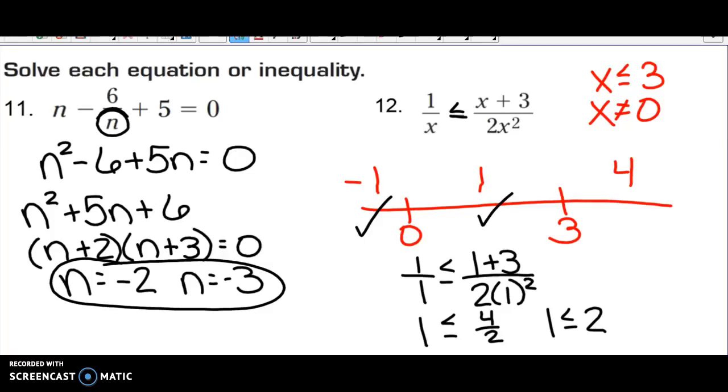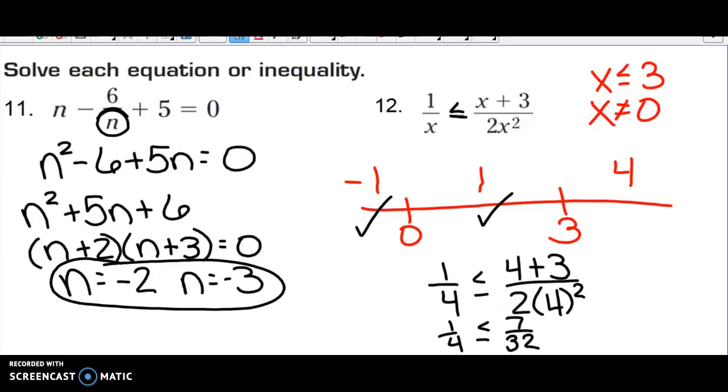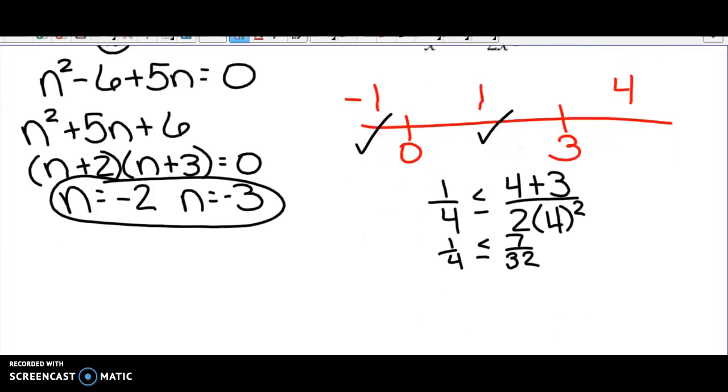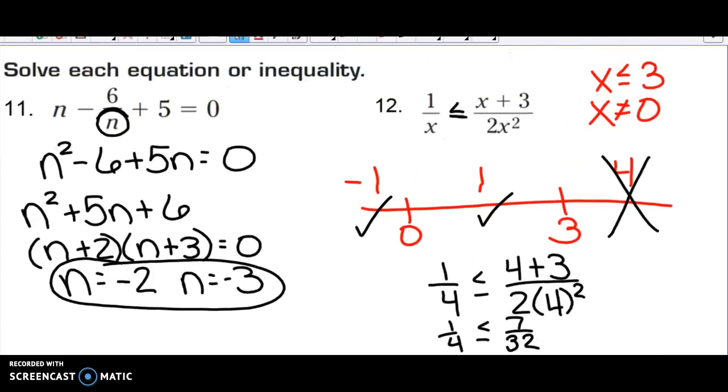So now let's go and plug in a 4. Okay, so we get 1/4 is less than or equal to 7 over 32. All right, you can turn them into decimals, no big deal. But this is an 8 over 32. It is not possibly less than 7 over 32, so that doesn't work either, okay? So our answer is going to have to be just what we got to start with. X is less than or equal to 3, and x cannot equal 0.